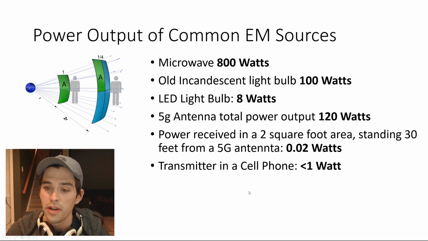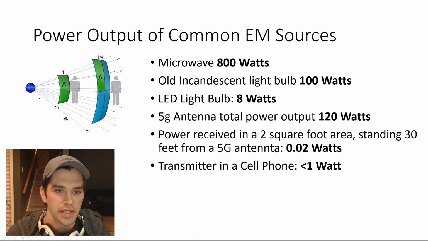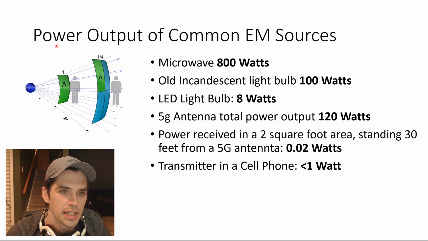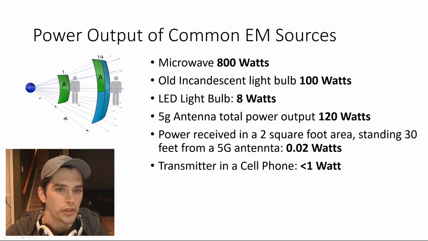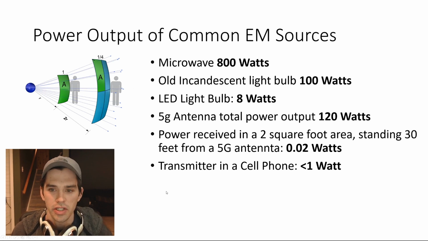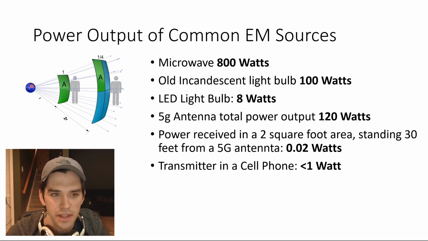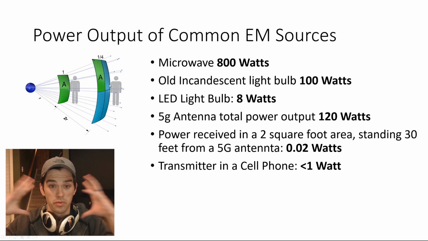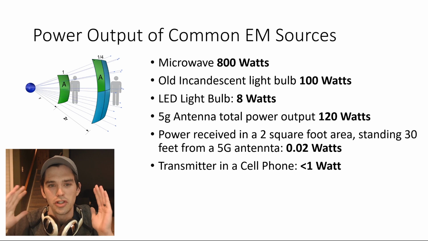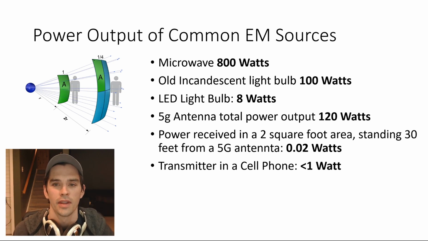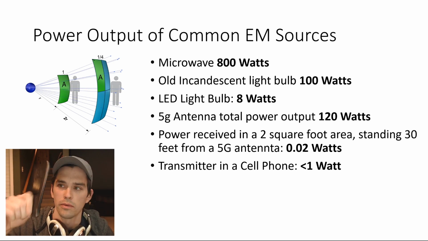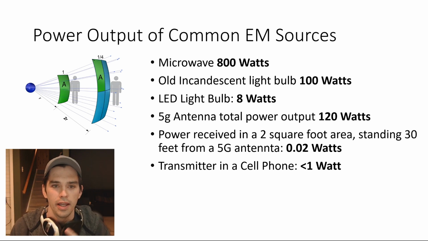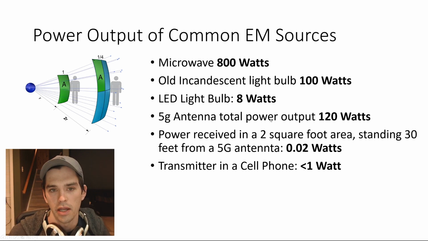Now, let's say you're 30 feet away from the top of a 5G antenna. As you move away from a radio source, since it's putting out energy in all directions, you only get a small fraction of it. I did the calculation: 30 feet away, if the antenna is putting out a total of 120 watts, in a 2 square foot area, maybe the size of a human head, you get only 2/100ths of 1 watt. Also, by design, modern cell phones have to put out less than 1 watt when transmitting.